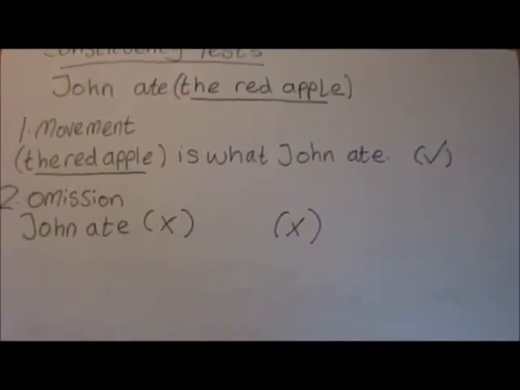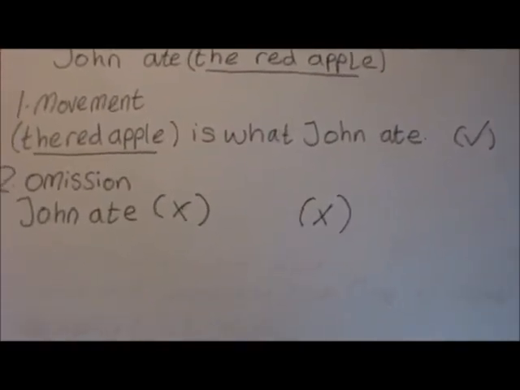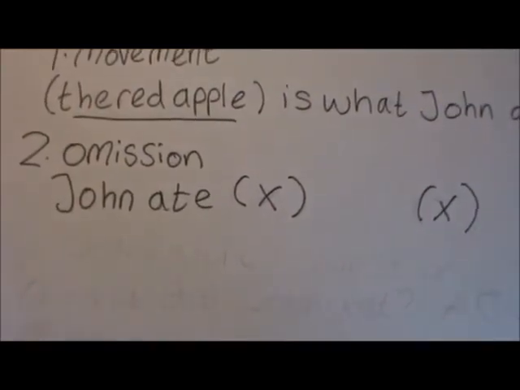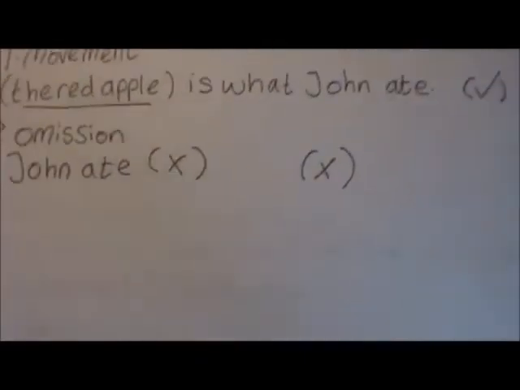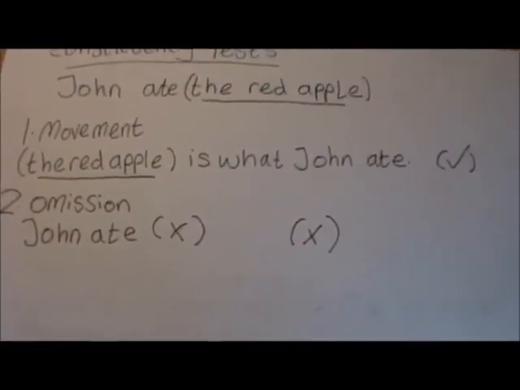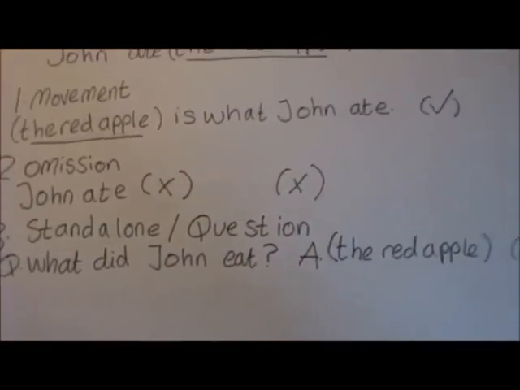Now the second test we can do is omission, which is where you take out your phrase altogether and see if the sentence still makes sense. So if we take out the phrase, we just end up with something like John ate, which doesn't make any grammatical sense, so we can give that a cross and say it doesn't count towards the red apple being a constituent of the sentence.